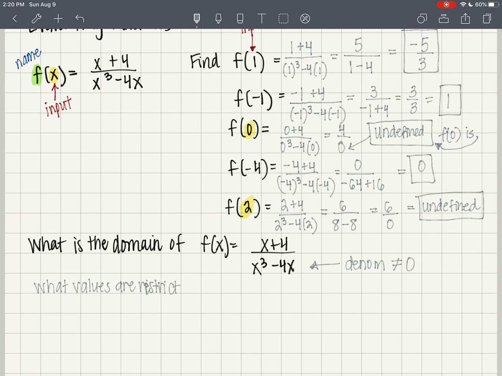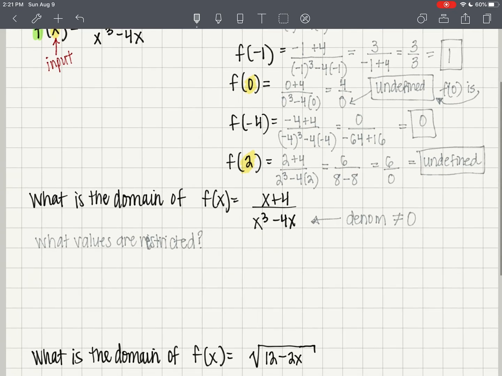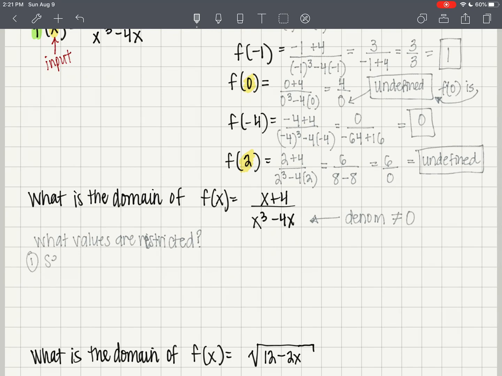Restricted. Restrict, R-E-strict. Restricted. Well, you're going to set the denominator equal to 0. You're going to solve, and those solutions are restricted values from the domain.